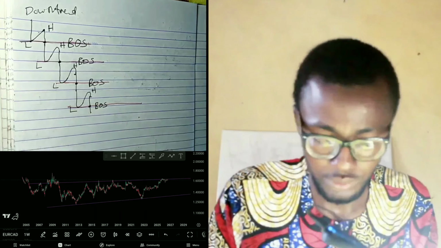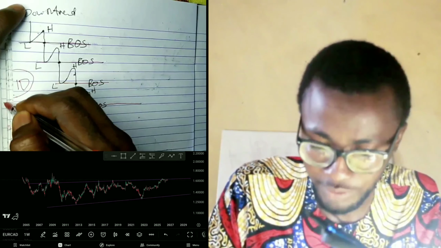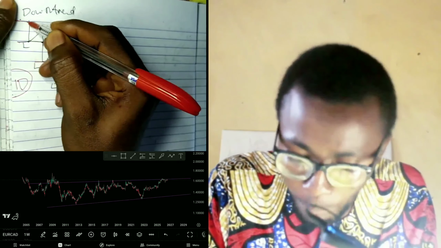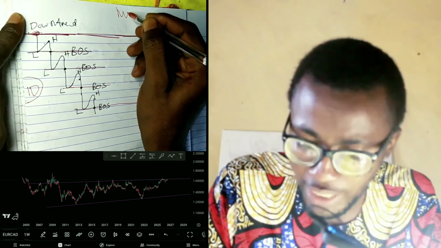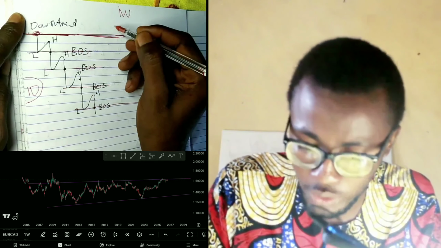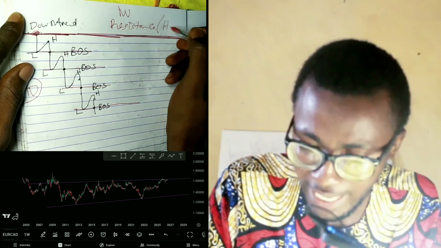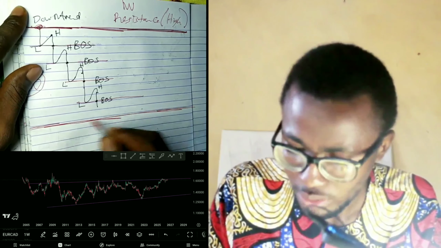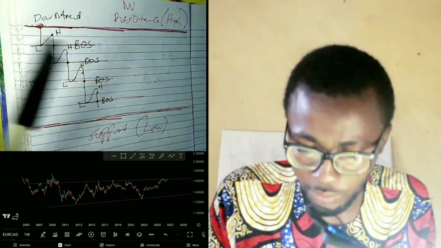Structure. Now, this is the 1 day time frame. So the 1 day time frame is what? A downtrend. But if you go up, you notice that this level in the 1 week time frame is what? The resistance, which is the high. And if you go down, you notice that this level is the support, which is the low. But the 1 day time frame is going down.